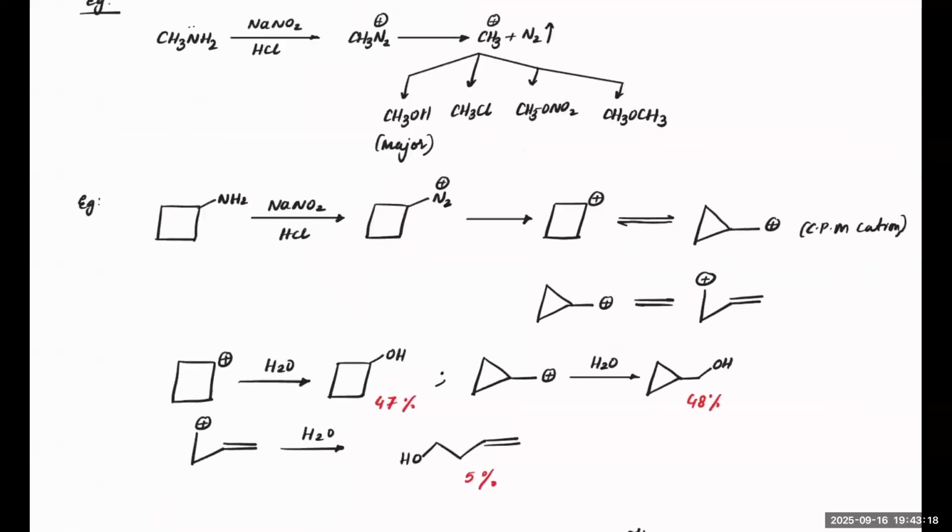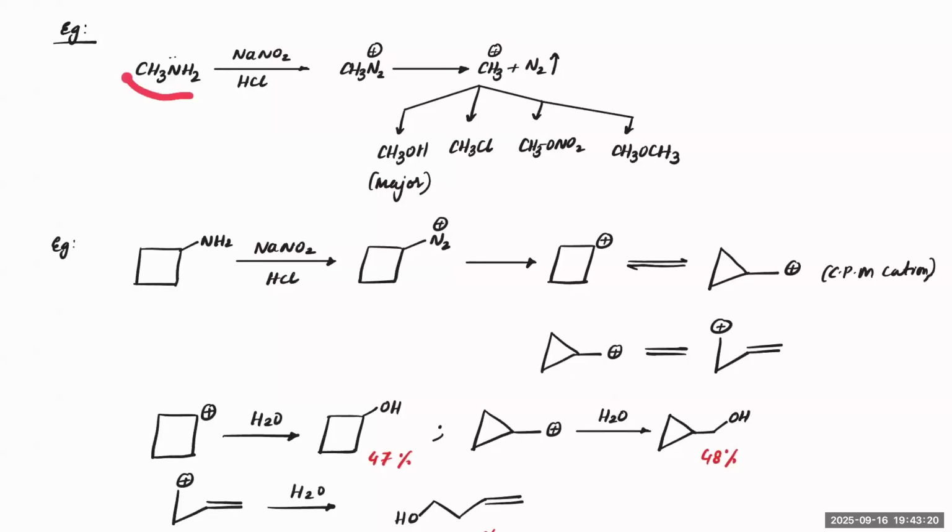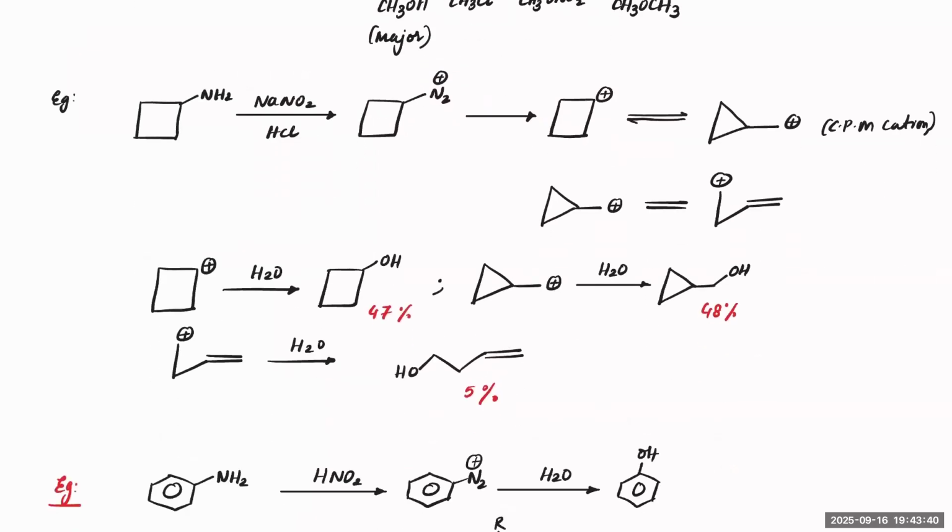Same way, check out CH3NH2 with NaNO2 and HCl. You will get CH3N2 plus. Then we have CH3 plus and N2. CH3 plus with water gets alcohol, chloromethane, and ethers or nitro groups. These are all what we learned. Correct?